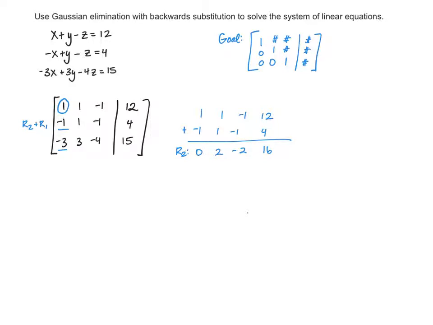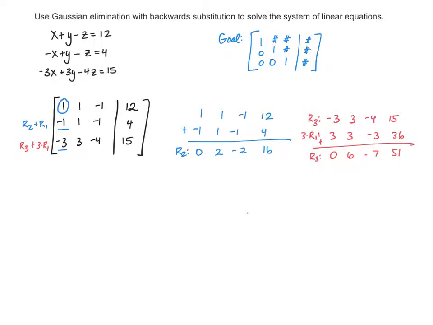Now think about row 3. Row 3 currently has a -3. So what we want to do is take our current row 3, and add a multiple of row 1. So since the opposite of -3 is +3, we're going to add 3 times row 1. So my current row 3 is -3, 3, -4, and 15. 3 times row 1 is 3, 3, -3, and 36. So we're going to add these together. So we get 0, 6, -7, and 51. This is going to be my new row 3.